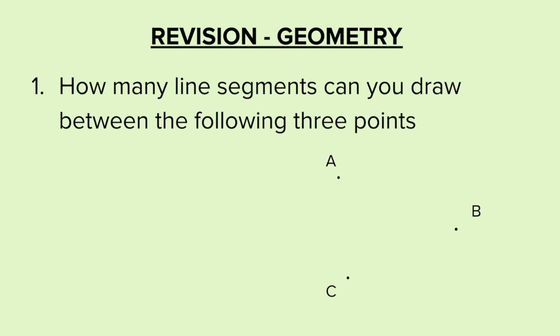Question 1. How many line segments can you draw between the following 3 points? Options are 1, 2, 3 or 4. Now students, in a question like this, the points that you have to look for is they have asked for a line or line segment. That is one thing that you will check, and the second thing is whether the given points are collinear or non-collinear. In this case, they are non-collinear, that is, they are not in a straight line.